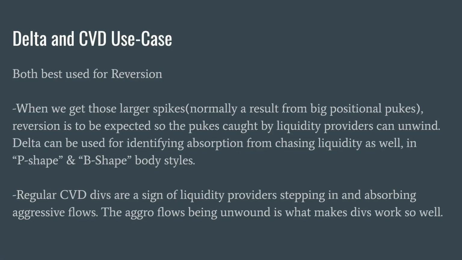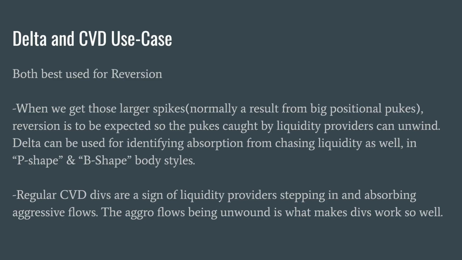Okay, so CVD and delta use cases. Quickly, they're both definitely best used for reversion. There is some momentum style, but we're not going to touch on that today. We're going to focus on reversion. So for the delta spikes, we're looking for those larger spikes in the delta bars. Normally, we want to see them as a result of a positional puke. Those are going to be some of your best reversion plays.